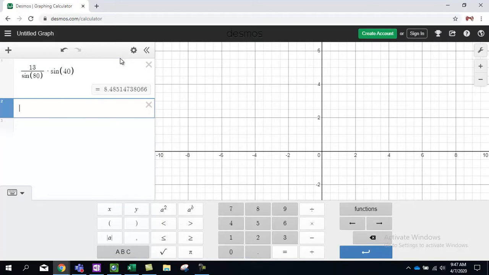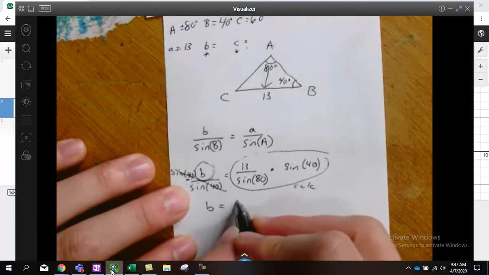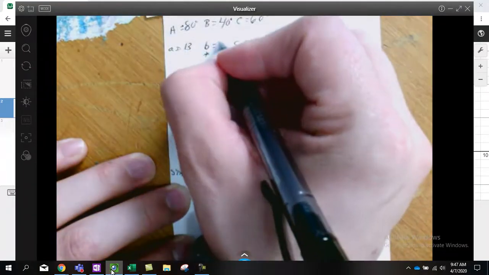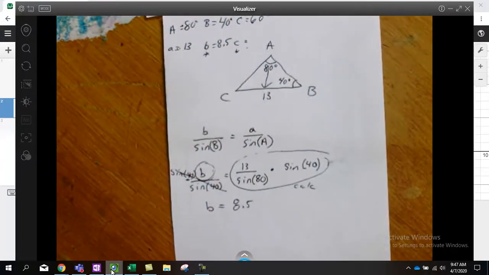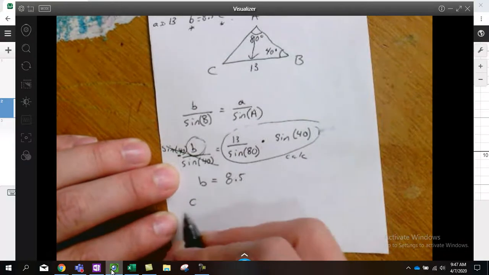So we're going to come back to here. So here I can put my 8.5. I need to do the exact same thing in order to find c. You cannot use the Pythagorean theorem unless you have a 90-degree angle. So I would just plan on not using it. Instead, I'm going to just do the same thing.